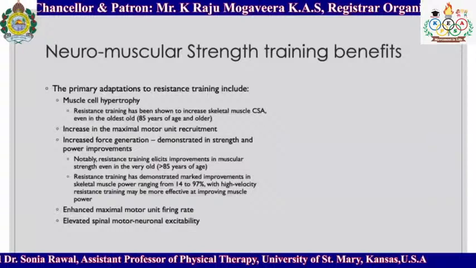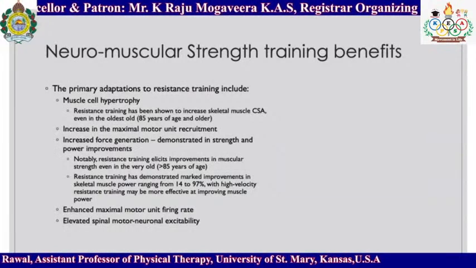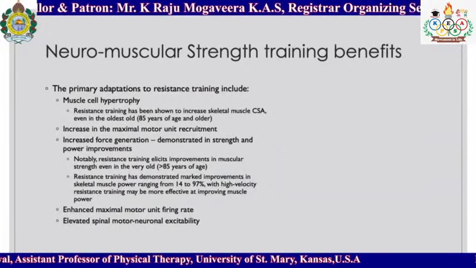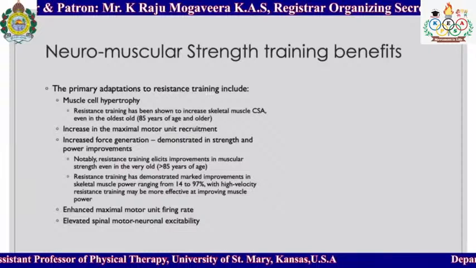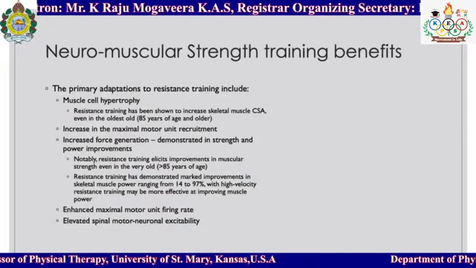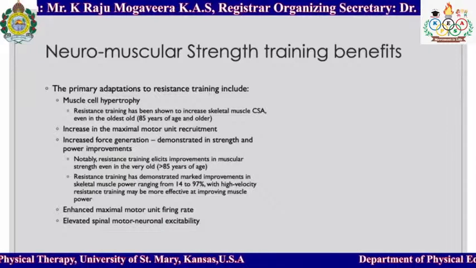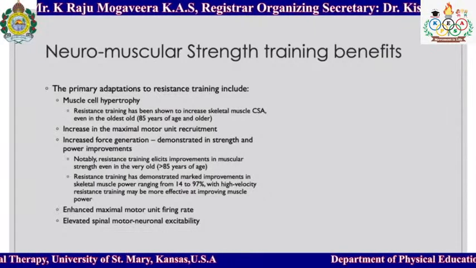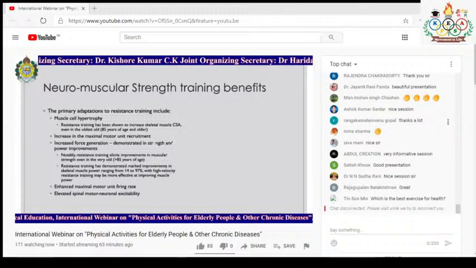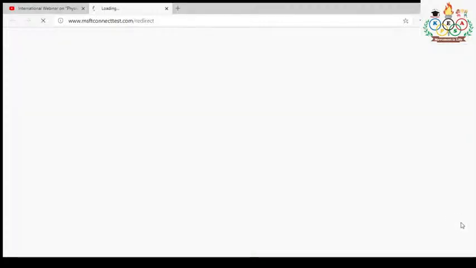So now let's talk about some of the adaptations we're going to elicit with our strength training. Number one, and most notably, muscle cell hypertrophy or muscle growth. So even in individuals up to 85 years of age, we see that denervation taking place.